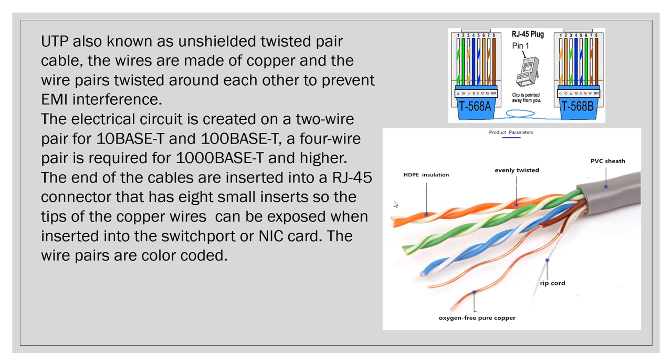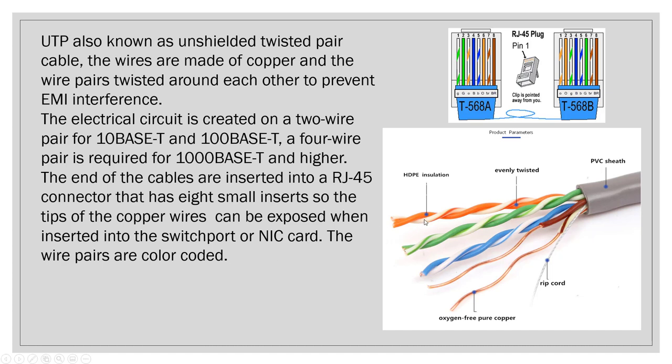UTP, also known as unshielded twisted pair cable. The wires are made of copper and the wire pairs are twisted around each other to prevent electromagnetic interference, or EMI. This interference can come from a lot of sources: electricity, large machinery, factories, radio waves that are sent through the environment or the air, and they all can cause your cable to lose some of its signal strength or lose some of the data or the signals within the cable. So they're twisted together.